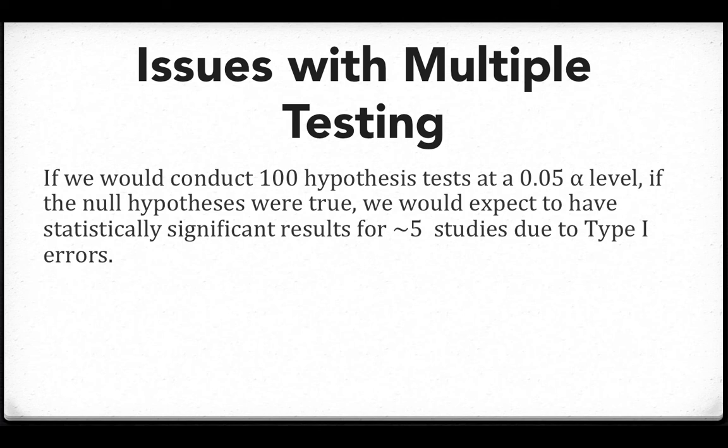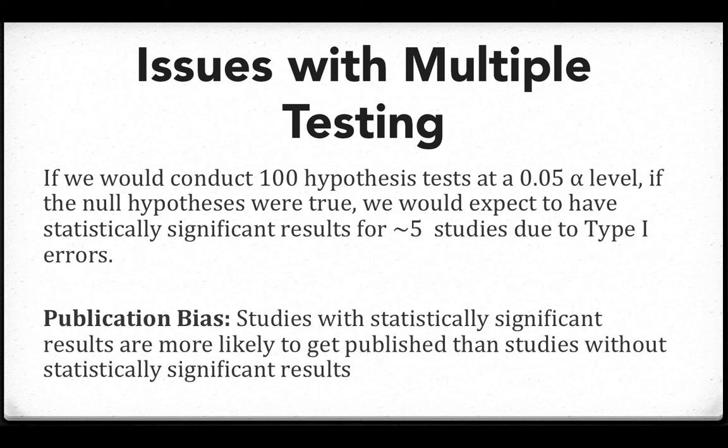A problem related to multiple testing is publication bias. Studies with statistically significant results are more likely to get published than studies without statistically significant results. This is a problem because if we're doing a review of literature, we only have access to the results that have been published. So we only have access to the 5 studies that have statistically significant results, not the 95 studies that did not have statistically significant results. So the research that we're able to review may be biased.